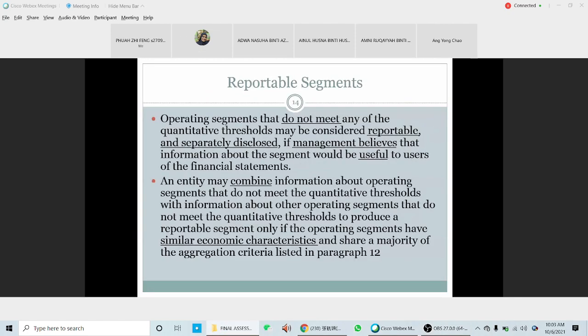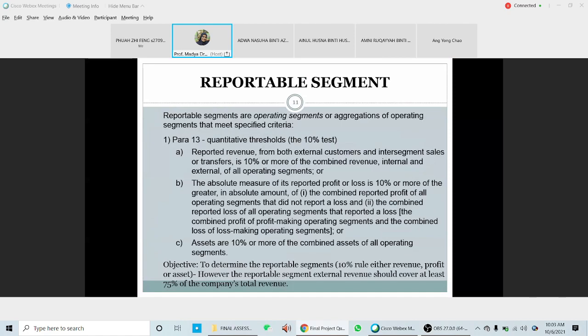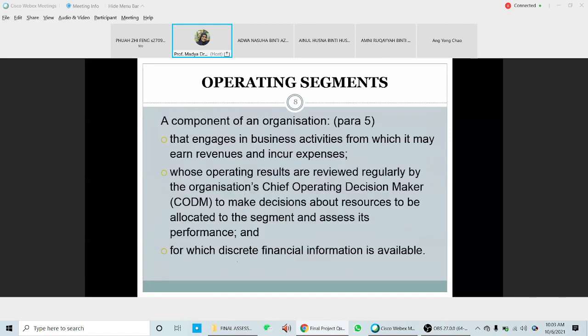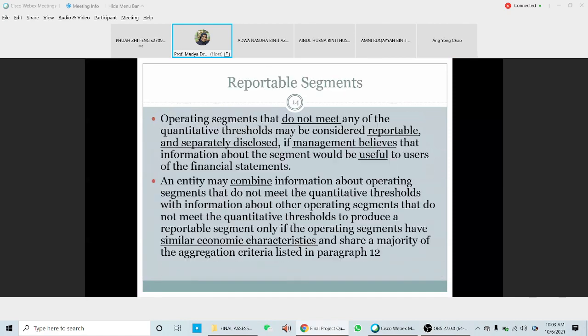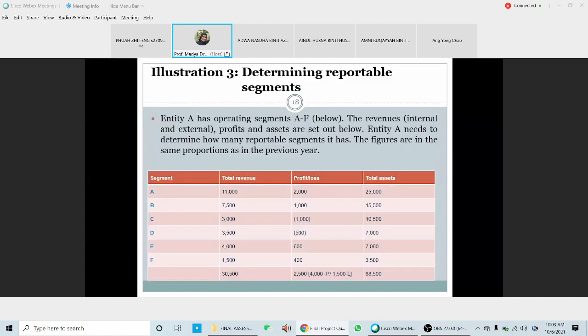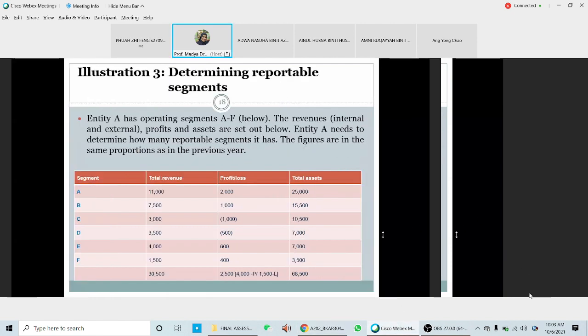Okay, so operating segments, we have done about this one. The things that are important for operating segments, you need to know two things. We are going to continue from this slide, the one that we stopped at last class.